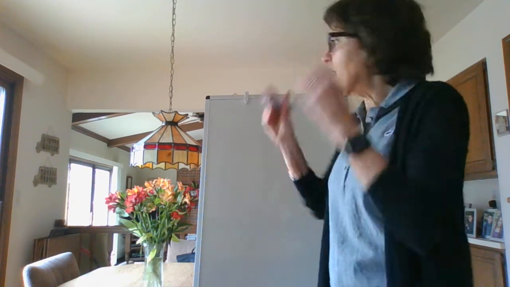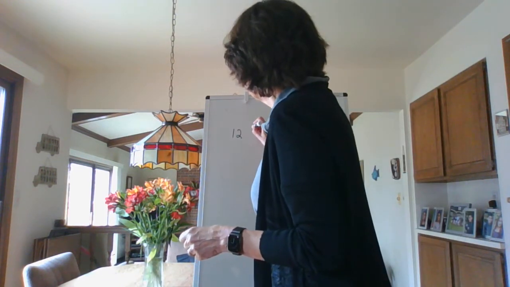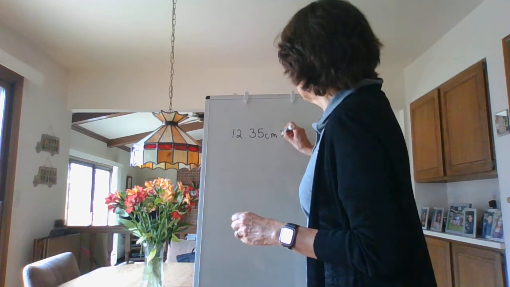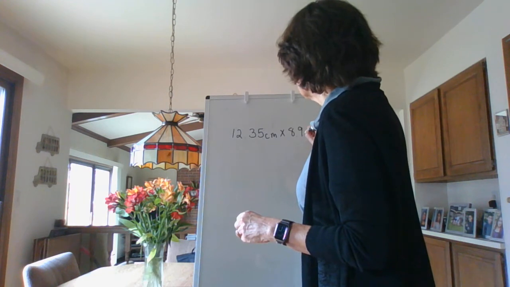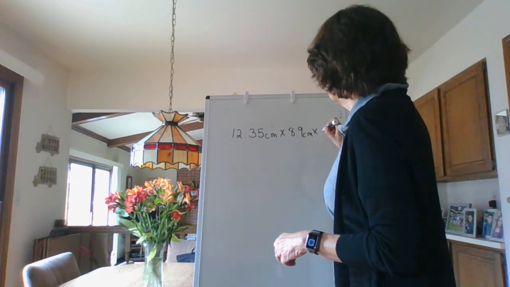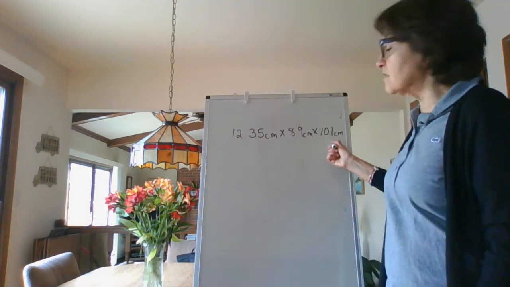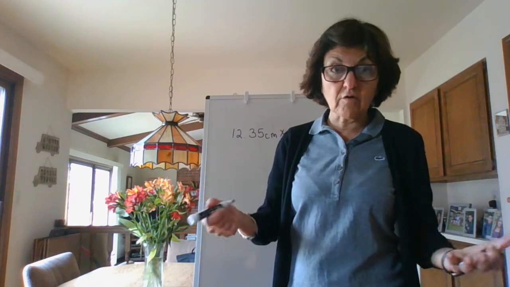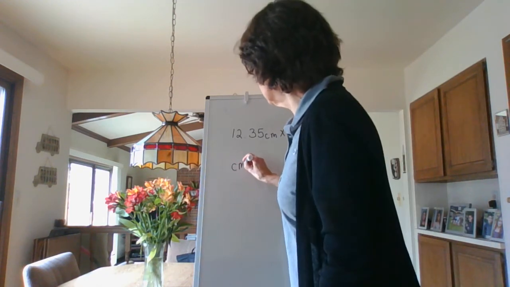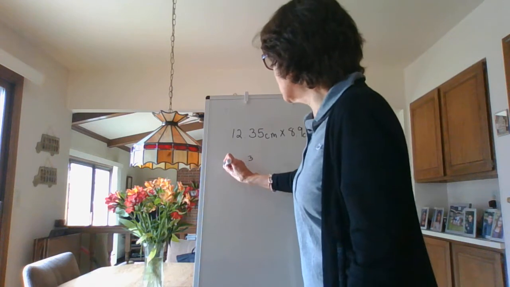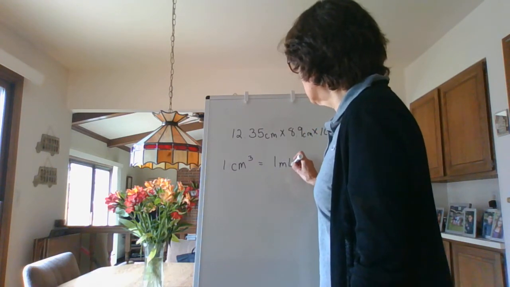So let's say you had 12.35 centimeters and you want to multiply it by 8.9 centimeters and you want to multiply it by, let's say, 10.1 centimeters. So this is length, this is length, this is length. If you're multiplying length times length times length, you're getting volume. So centimeters cubed is volume. I don't know if you know this, but you should know this. 1 centimeter cubed is equal to 1 milliliter.